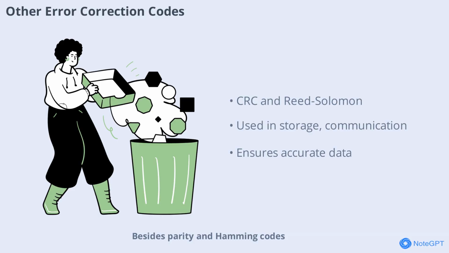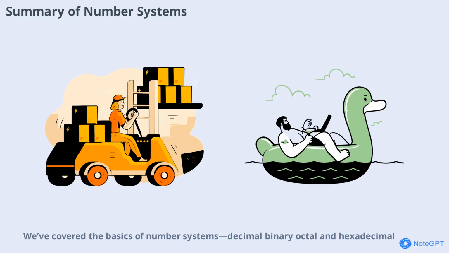Besides parity and Hamming codes, there are many other error detection and correction codes such as CRC and Reed-Solomon codes. These codes are used in various applications from data storage to wireless communication to ensure data is transmitted accurately. We've covered the basics of number systems: decimal, binary, octal, and hexadecimal. Each system has its own strengths and is used in different areas of computing.